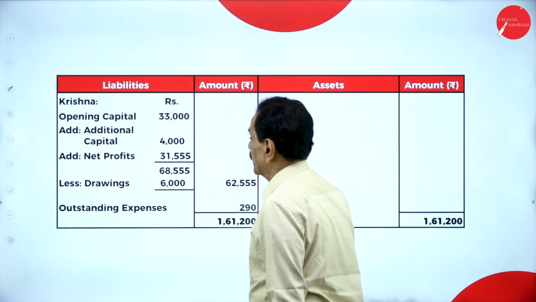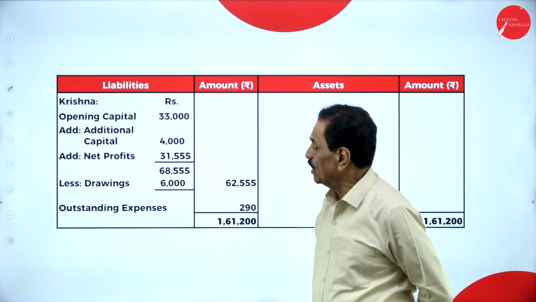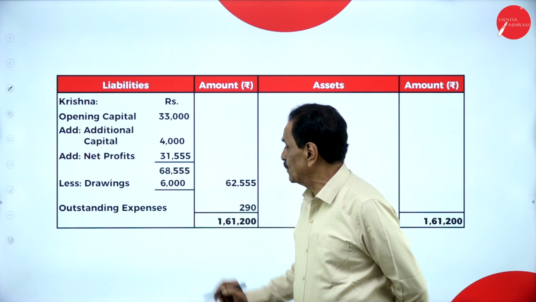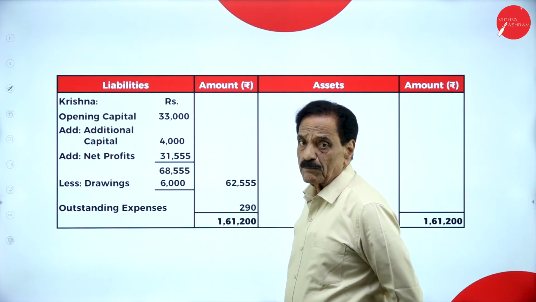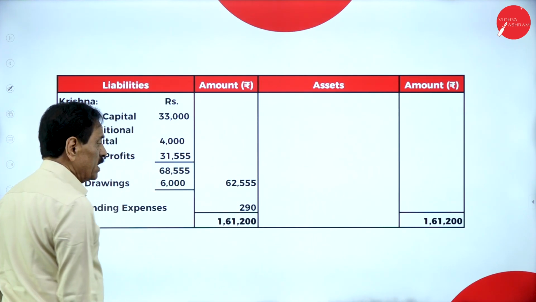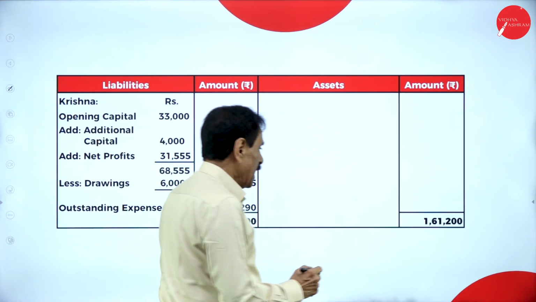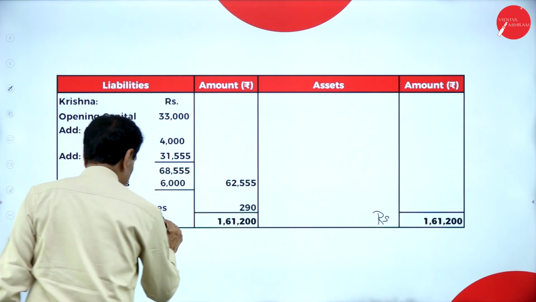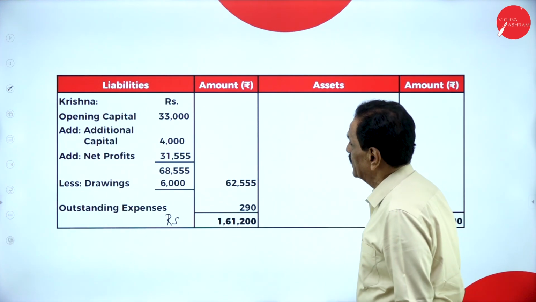Then, in favor of Krishna, he started with the opening capital of 33,000. He put in additional capital of 4,000. Your net profit is 31,555. The total will come to 68,555. Out of that, he drew personally 6,000. The net amount available at the end of the year is 62,555. There was an outstanding expense to be paid in the adjustment, 290. So it will tally for 1,61,200. The total balance sheet tally is 1,61,200. So very easy. We'll move on.